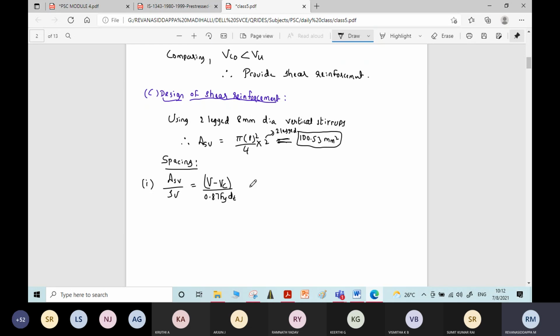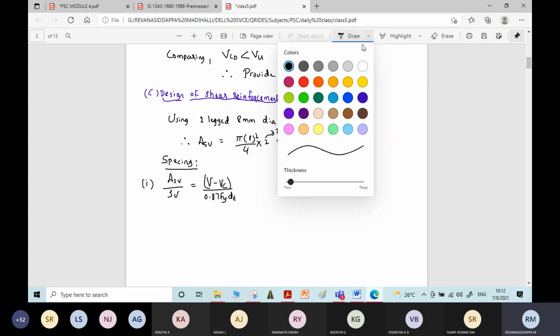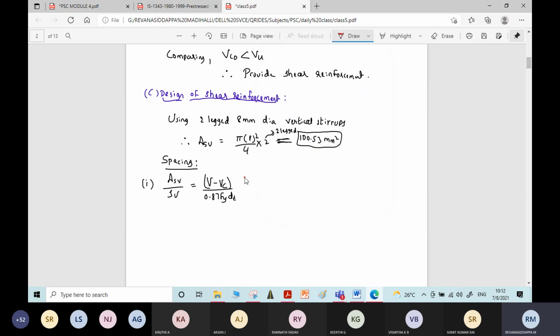Okay. You write the page number here. Page number 48, IS 1343 1980.